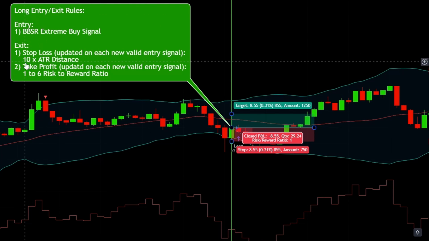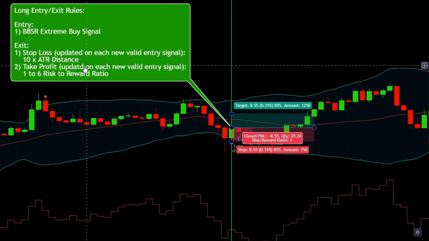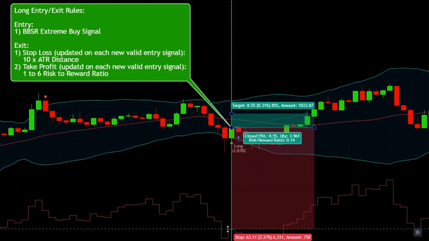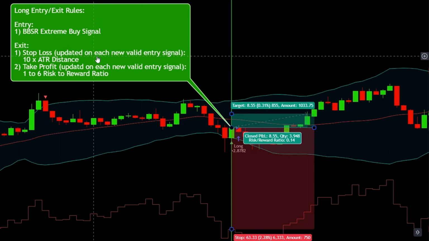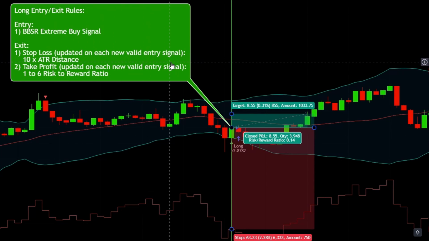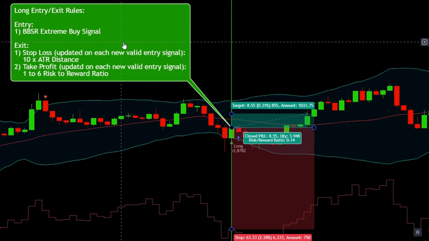Our stop loss will be placed at a 10 times ATR distance, which is signaled by this red line right here. Keep in mind that this stop loss will get updated on each new valid entry signal. I will talk about that in just a minute.